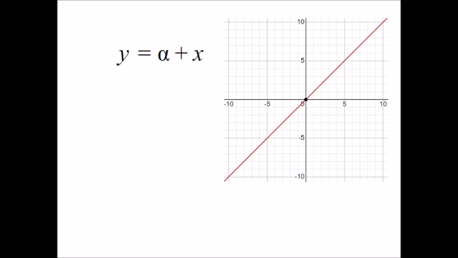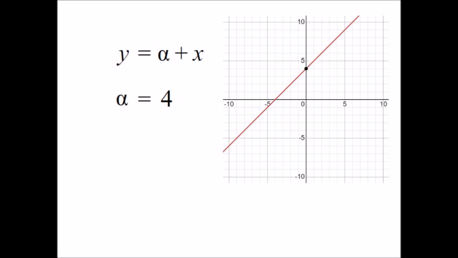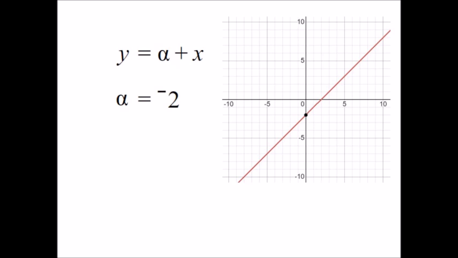We could start with any alpha. Let's start with 0, y equals x, or alpha equals 4. Everywhere on this line, y is equal to x plus 4, or negative alpha. Line shift. And there's an example, x in blue, y in red, both of them positive, but alpha is negative.